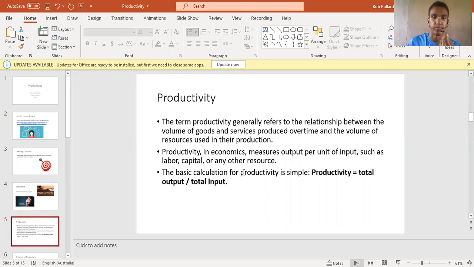Okay, so productivity. So basically the term productivity refers to the relationship between the volume of goods and services produced over time and the volume of resources used in the production. So in the context of economics, this is what productivity is. Productivity in economics measures output per unit of input, such as labor, capital, or any other resources. And the basic calculation for productivity is simple. Productivity equals total output divided by total input.